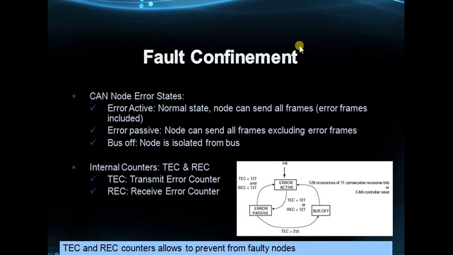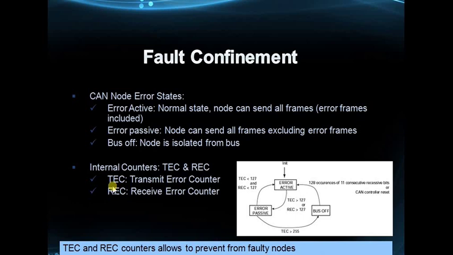Okay, can you see this figure here? There are 3 states in CAN. Every node has these 3 states: error active, error passive, and bus off. These are the 3 different modes of the CAN controller. And each and every node in the network has a TEC and REC, that is the transmit error count and the receive error count.